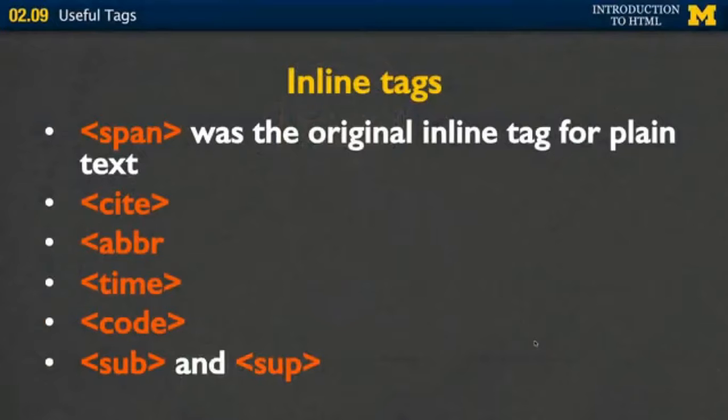Again, remember, inline tags just means that you can put it into the page and go all in a line, one after the other. You don't need to break things up. So span was the original inline tag for plain text. You would put span around some code, and then you could go ahead and style it any way you wanted to. Now, in addition, we have cite, abbreviation, time, code, and then the subscript and the superscript.